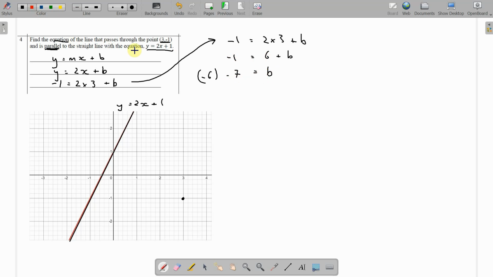So the equation that satisfies all this is y = 2x. And now we've found what our plus b is. Minus 7.